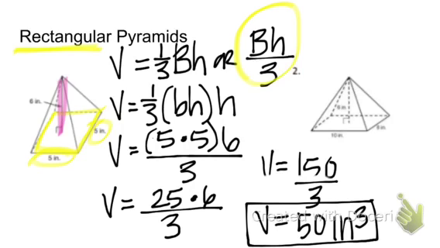There you go. It's just as easy as solving for the volume of a prism or a cylinder. You just have to remember that you're dividing by 3. So you can either pause the video now and practice number 2, or you can come back to it.